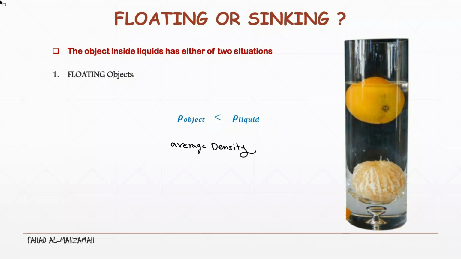Now, what about the other one? It's the opposite way. For the sinking object, of course, the average density of the object will be greater than the density of the liquid.